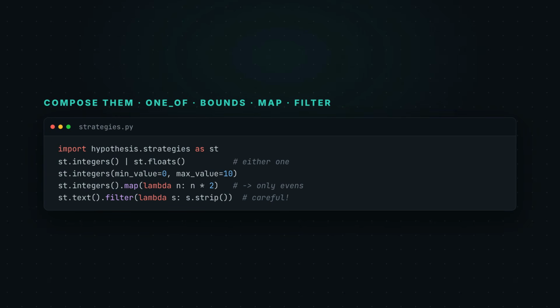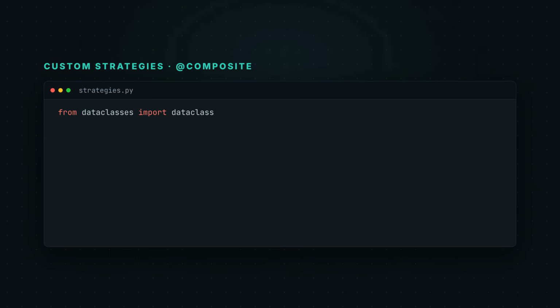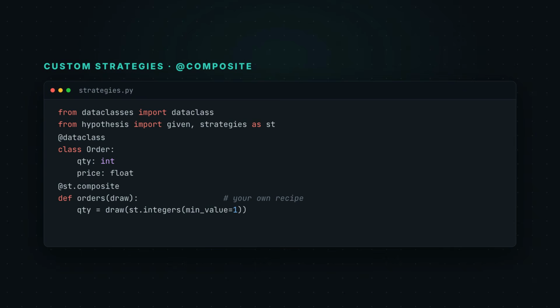Cheap habit, big payoff. When your data is a real object, build your own strategy with the composite decorator. It hands you a draw function. Call it to pull a value from any strategy. Draw a quantity, 1 or more. Draw a price, 0 or more. And never a not a number. Then return a real order.